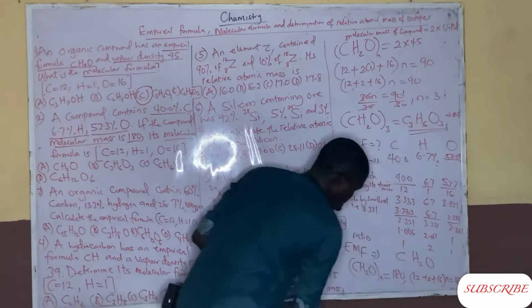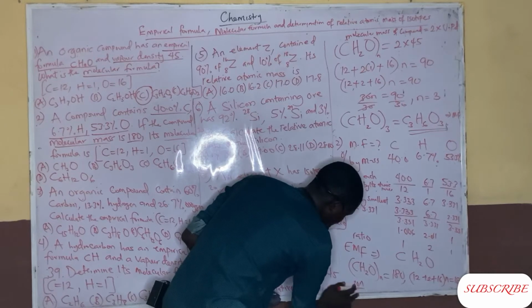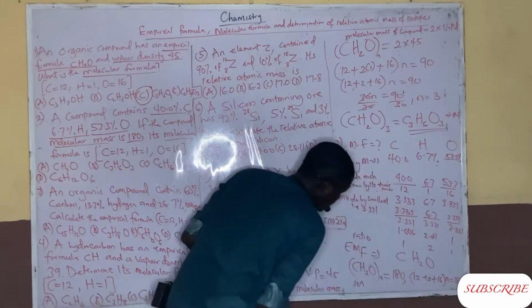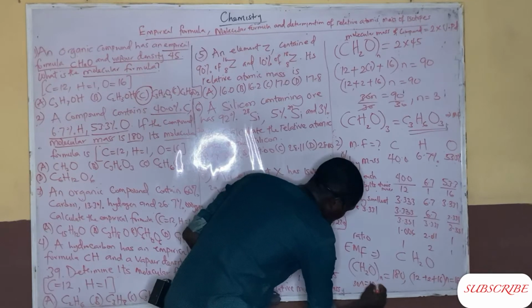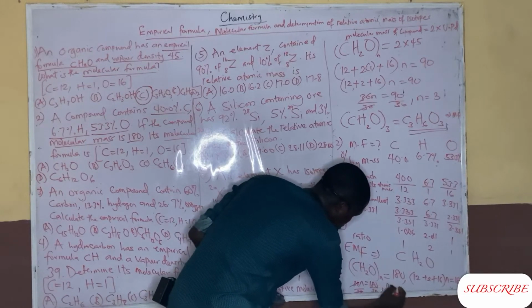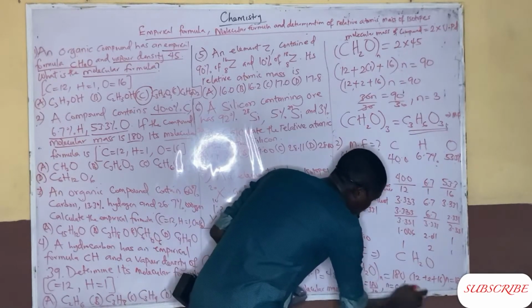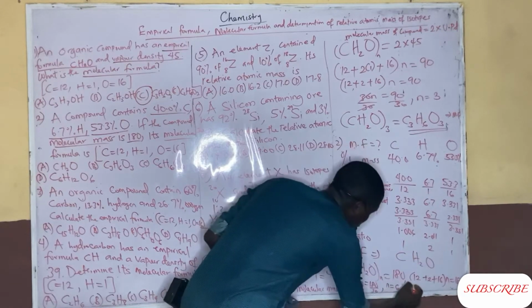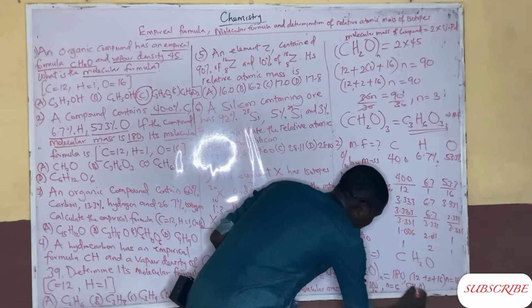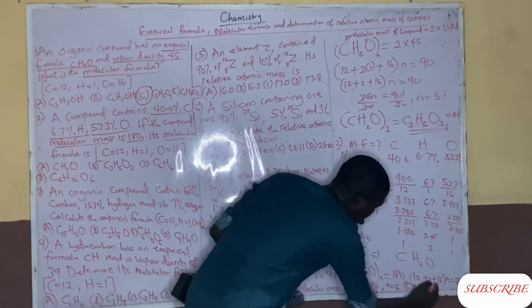So we have 30n equals 180. If we divide both sides by 30, n is equal to 180 divided by 30, which is 6. n equals 6. Now our final answer for the molecular formula will be (CH2O) into bracket 6.